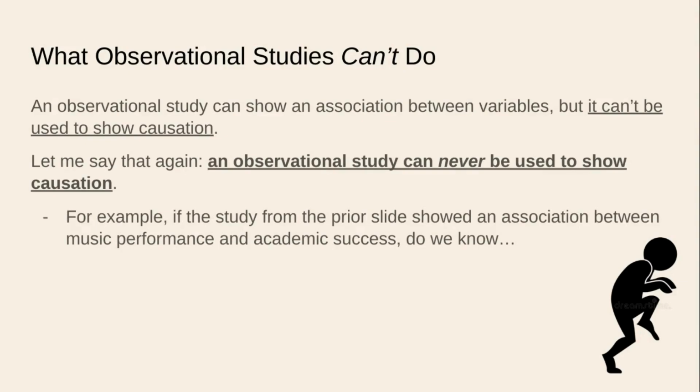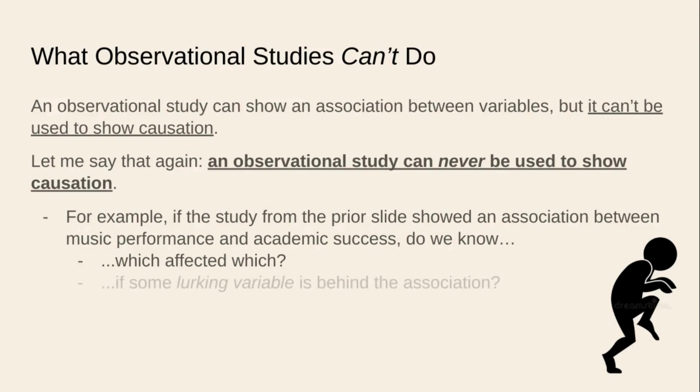For example, if the study from the prior slide showed an association between music performance and academic success, do we know which affected which? Did academic success actually affect music performance, or is there something else in play? Is there some lurking variable behind the association?